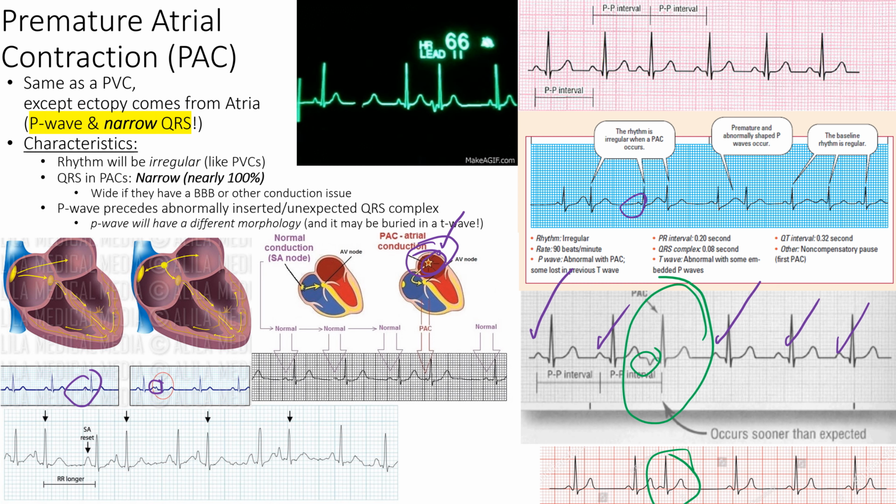All right, so PACs versus PVCs, what's the difference? One has a P wave. Which one's that? That is our PACs. And which one is narrow? That is our PACs. Which one's wide? PVCs. Which one's early? Both of them are early ectopic beats that happen unexpectedly.